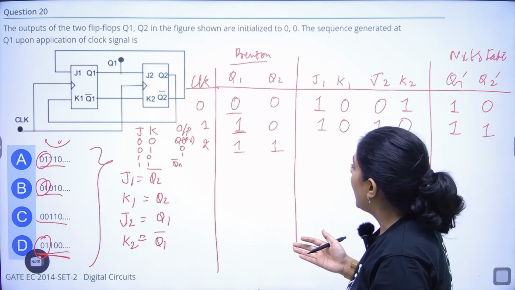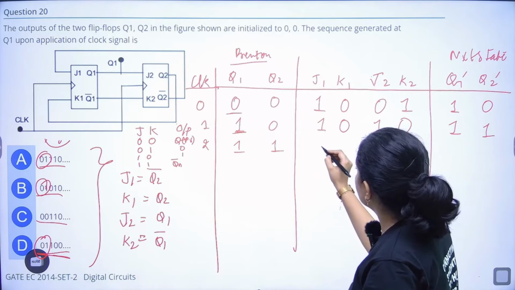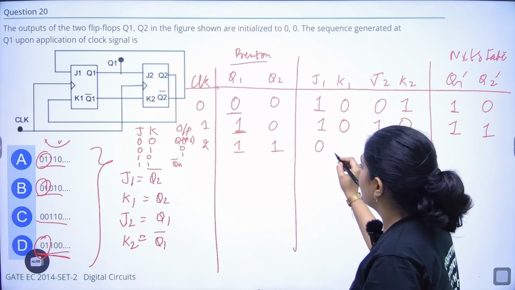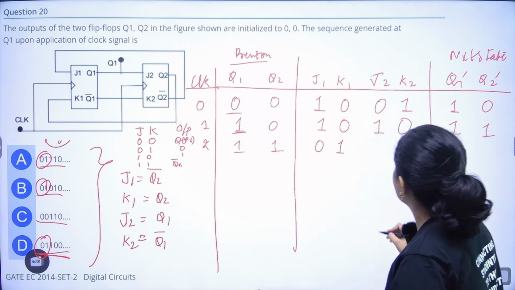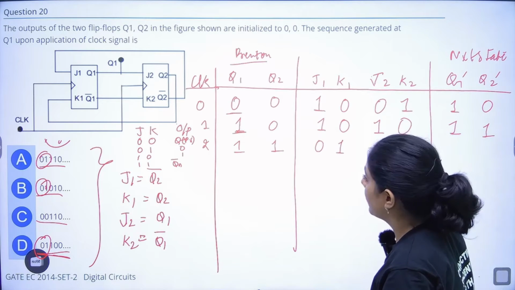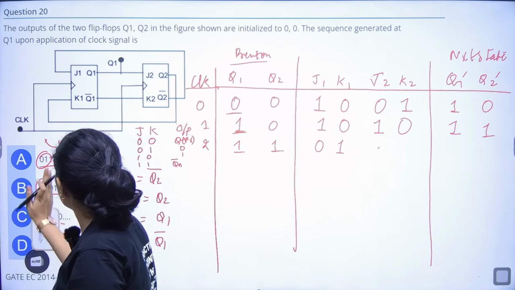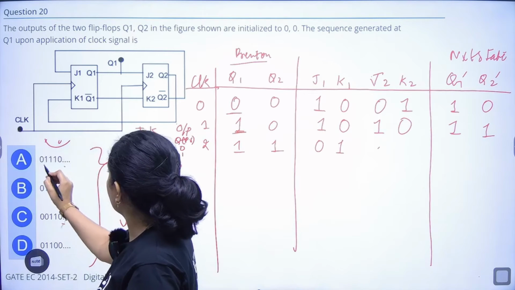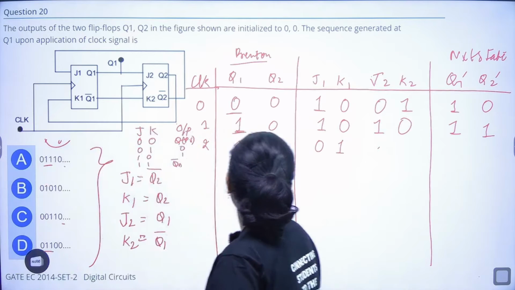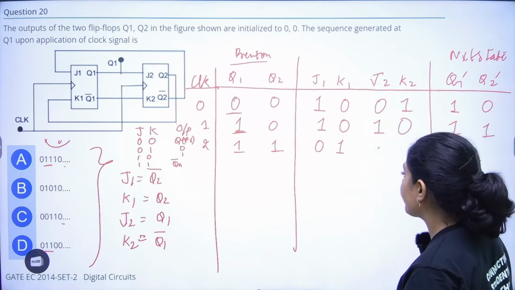Now in case 1 and 1, J1 is equal to Q2 bar, J2 is equal to... this also is present, right? Yeah, this 1 and 1 option is also there. We have to find one more state in order to get the correct option.